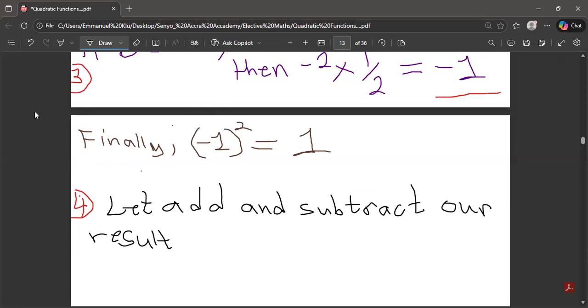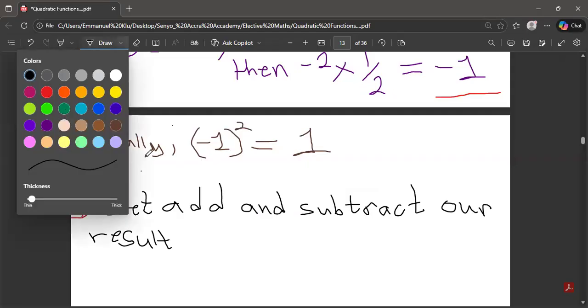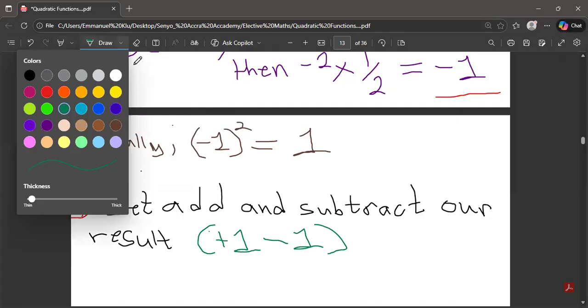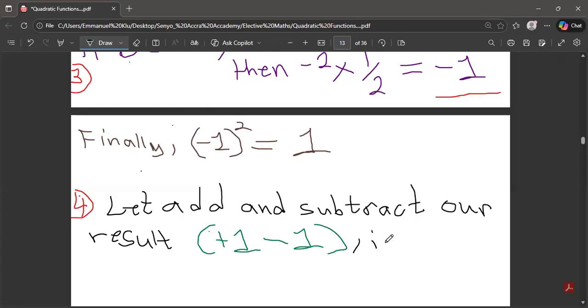So I'm going to write it in brackets so that you don't get confused. Okay. So we are adding and subtracting, our result is going to look in the form of what? Positive what? 1 minus what? 1. Please, at this stage, do you have any question to ask? Okay. So we are saying that what? Let's add and subtract our result. Positive 1 minus 1, comma, in the equation. Okay. In the equation. So if I do this, it's just a short form of that.